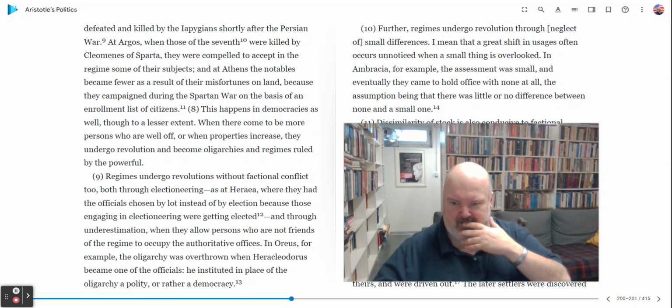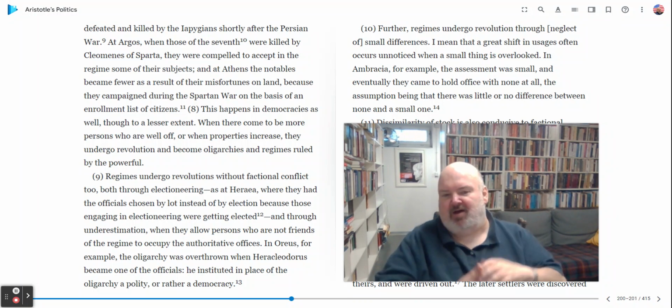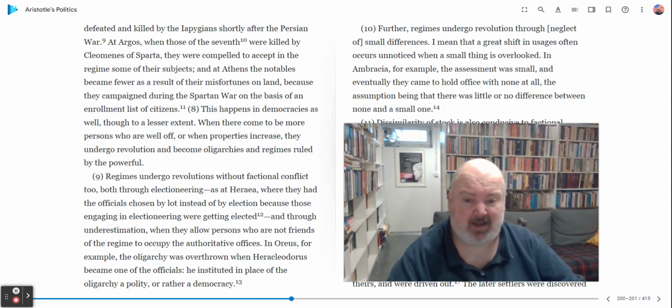In other words, they shifted from having the election to being chosen by lot, because they were tired of the same people getting offices. Right, that can lead to a change of the regime in that sense. He's saying that it therefore wasn't done because of faction. Just that they didn't like the fact that the same people were always getting elected.